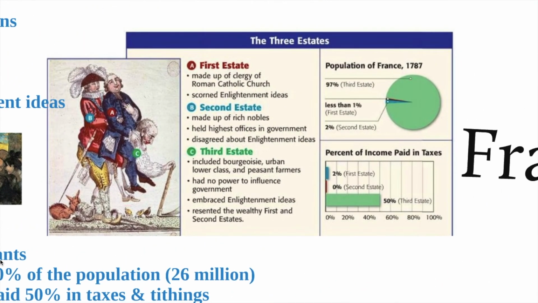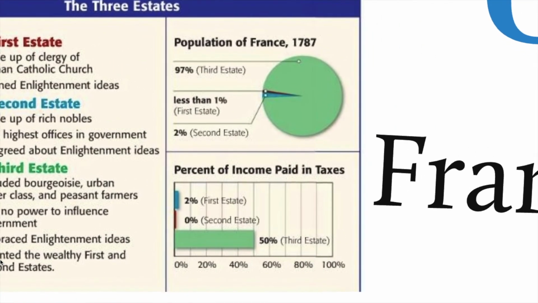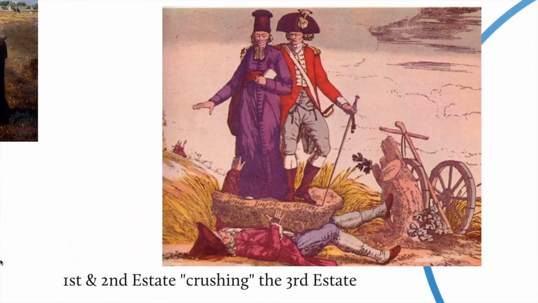So looking at some graphics here, just to break down these estates, right? The population is just overwhelmingly huge. Like the Third Estate, 97 and 98% of the population. The first and second, less than about 2% total. And then the percentage of income, right? The Second Estate's paying basically zero taxes. The First Estate, 2%. The Third Estate, 50% in taxes. That is kind of ridiculous.